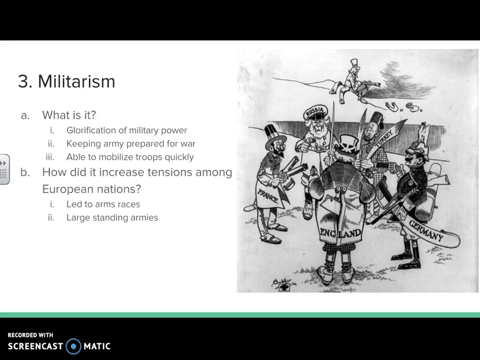It also creates what you call large standing armies, like we mentioned before, where the army is ready to go. It's not just called up during wartime. You also have military alliances based on military power, and so different countries are aligning with each other in order to defend each other in case there is a war.